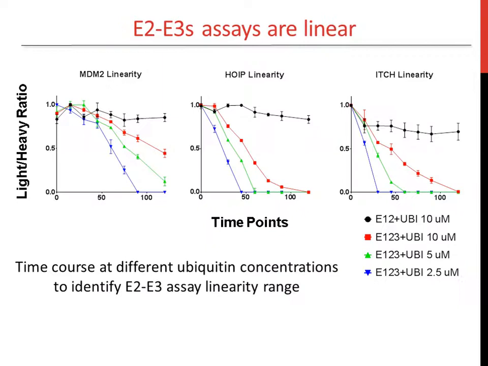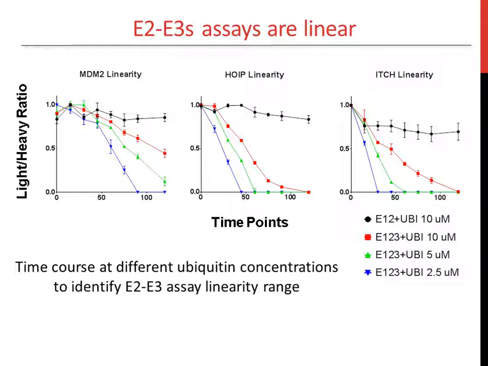Once we have done that, we could then linearize these assays by titrating the concentration of ubiquitin and the enzymes. And what you see here is that these assays are really nicely linear, and you then have to optimize, of course, the right time point for each of them. But this is what we did for MDM2, HOIP, and ITCH.